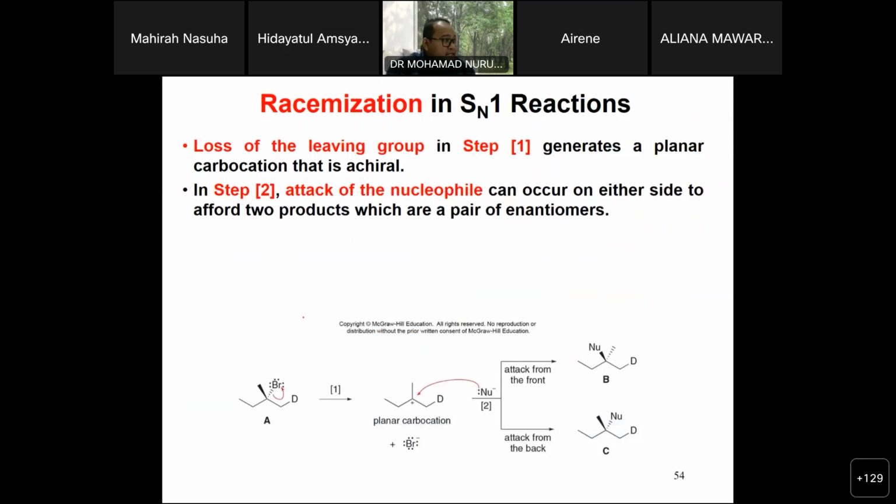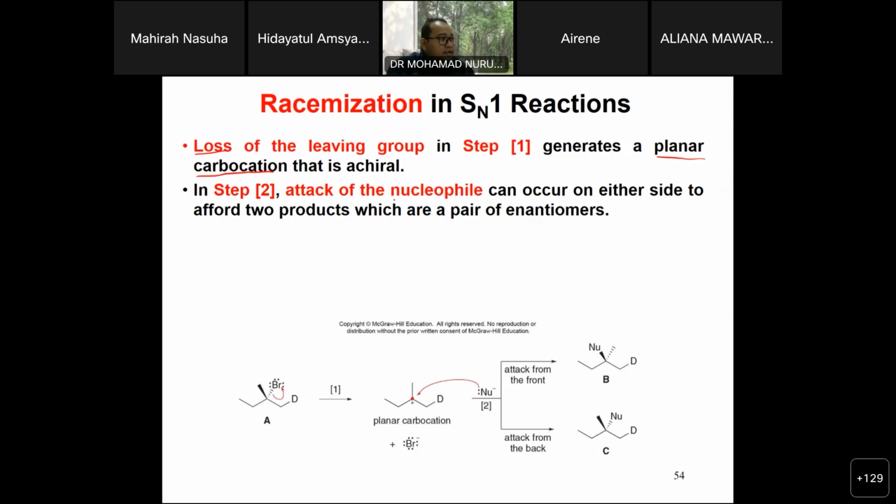Okay, as we see in these diagrams, first they have to lose the leaving group. If you have highlighted, you can highlight here. And after that, you generate the planar carbocation, trigonal planar carbocation, as an achiral compound. Okay, so this is a planar carbocation. So in the second step, the nucleophile can attack at the site.